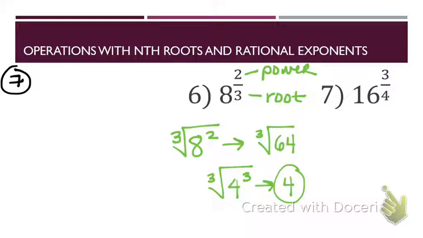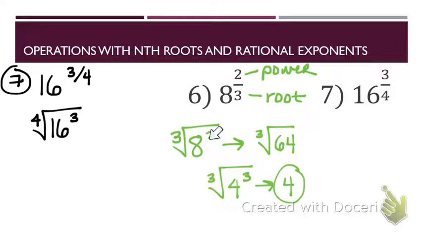I'm going to write it on this side. 16 to the 3/4. Okay. So what this means is you have the 4th root of 16 cubed. In this example, there is no order that you have to do it in. It doesn't matter if you do your power first or if you do the index first. But for this one, because 16 to the power 3 is a big number and I don't know that number, I probably wouldn't do it that way.